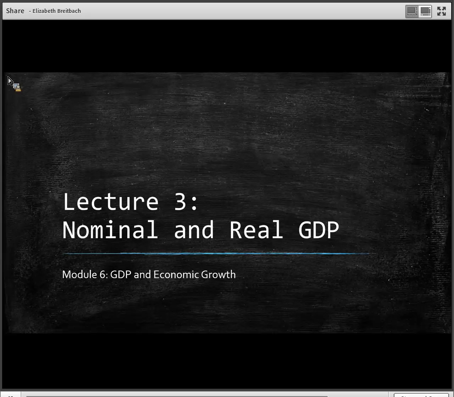Lecture 3, nominal and real GDP. We're going to be talking about two different ways to calculate GDP. And I hesitate to say calculate because we've already calculated GDP in terms of the components of GDP. But now we're going to look at different ways of measuring GDP in terms of its market value. So how do we determine that market value of the items in GDP?